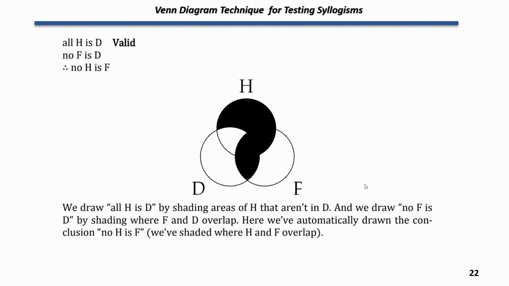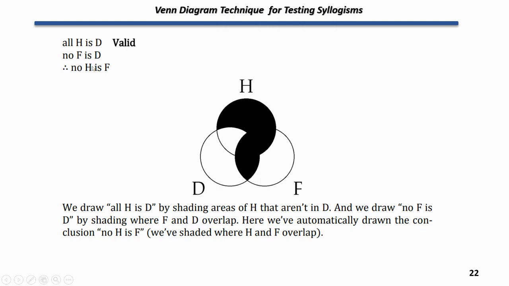Now we're coming to how three premises are related. If two premises are given, like if you see from here, all H is D. If you look clearly here, this is H and this is D. All H is D means this portion is excluded, so only this overlapping portion of H remains, that is, all H that contains D.